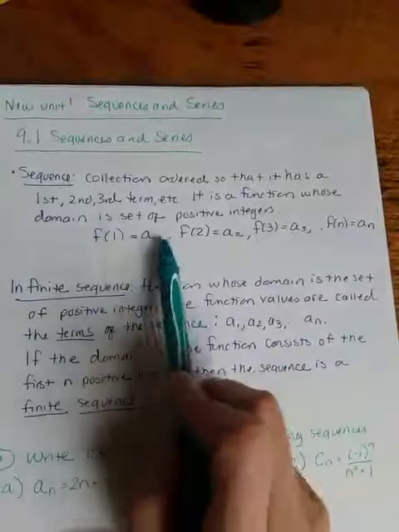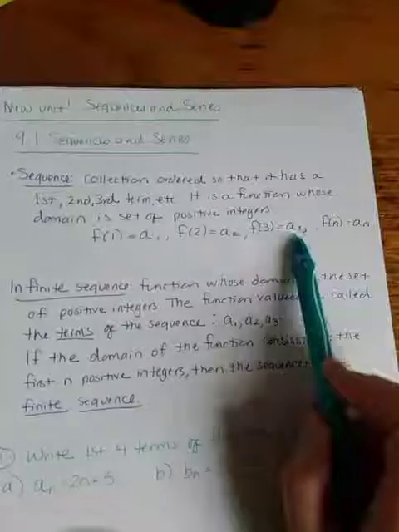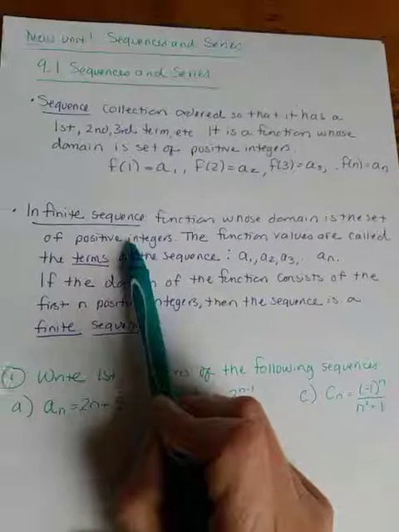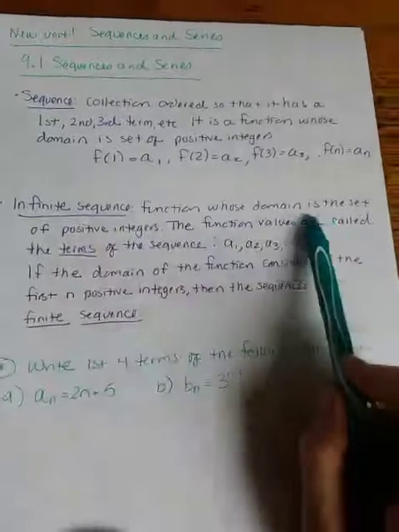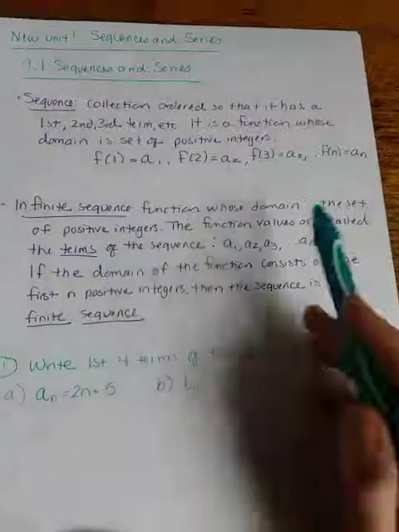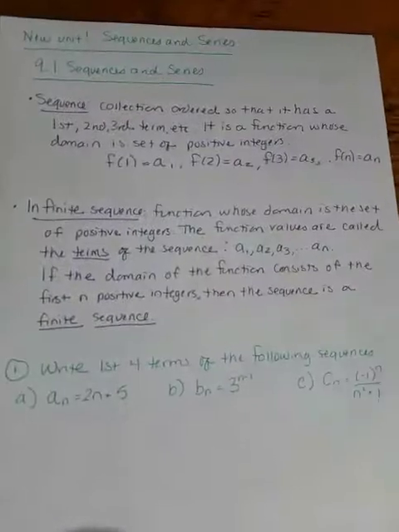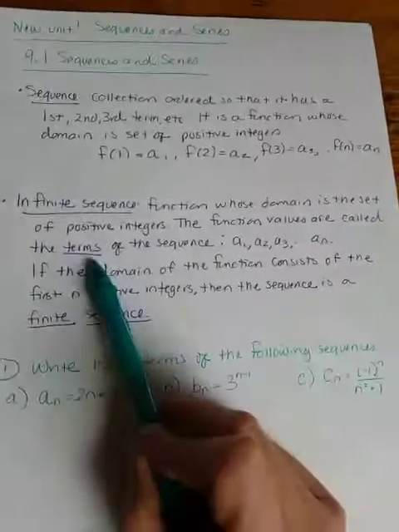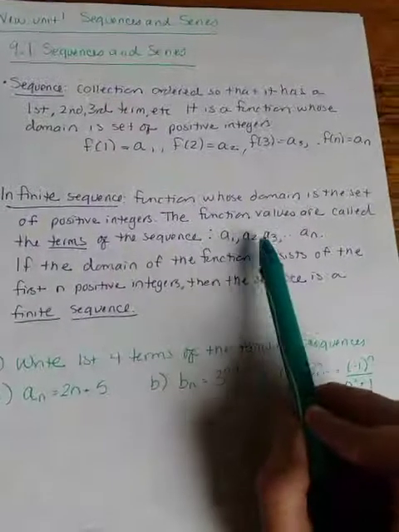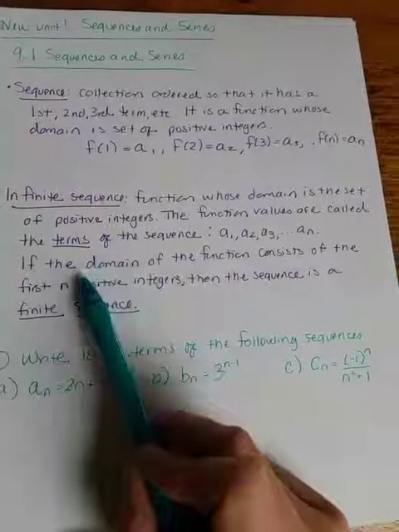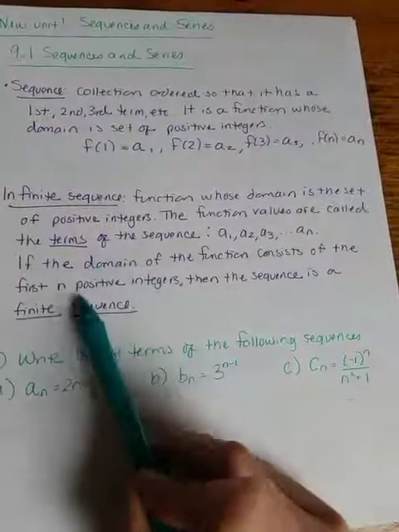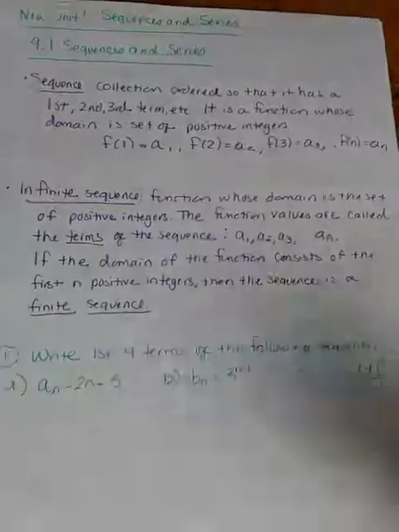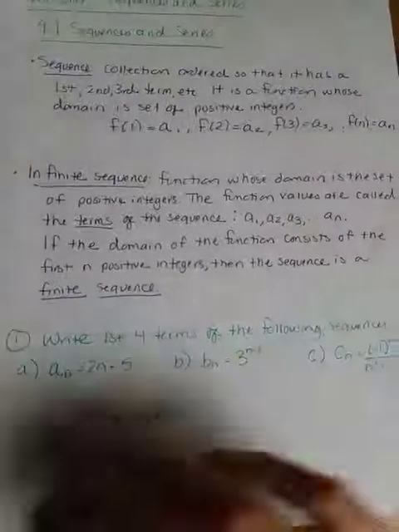Instead of writing f sub 1, you're going to be writing a sub 1, a sub 2, a sub 3, a sub n. An infinite sequence is just what it sounds: again, a function whose domain is the set of positive integers. It's a sequence that's infinite, so it continues on forever. The function values are called the terms of the sequence, a sub 1, a sub 2, a sub 3, a sub n. If the domain of the function consists of the first n positive integers, then the sequence is finite, meaning that it's going to end, just what you know finite means.